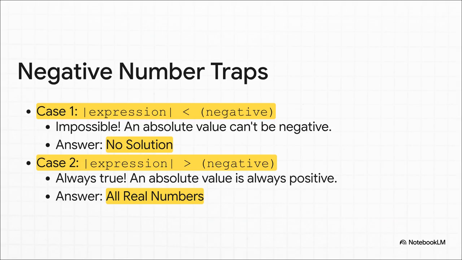If you get the absolute value by itself and you see it's being compared to a negative number, just stop. If it says the absolute value is less than a negative, that's impossible. The answer is no solution. And if it says the absolute value is greater than a negative, well, yeah, it's always going to be positive, so that's always true. The answer is all real numbers. Don't let these traps waste your time.